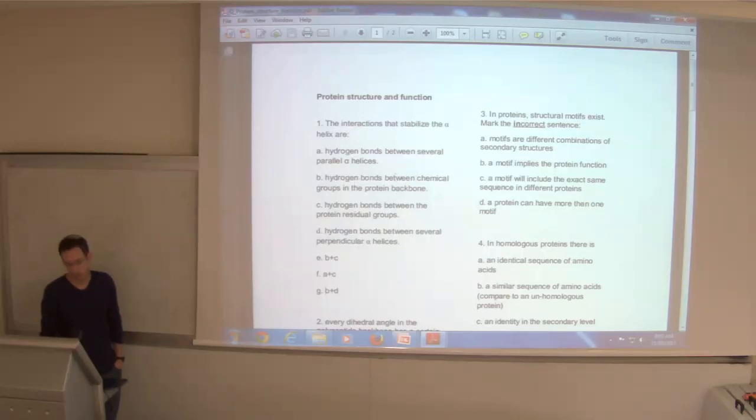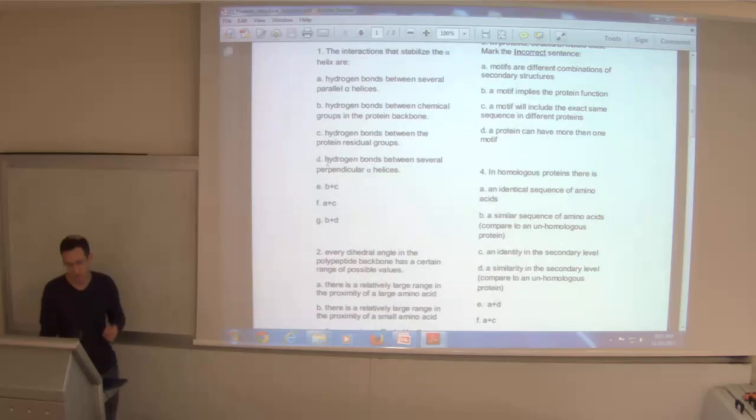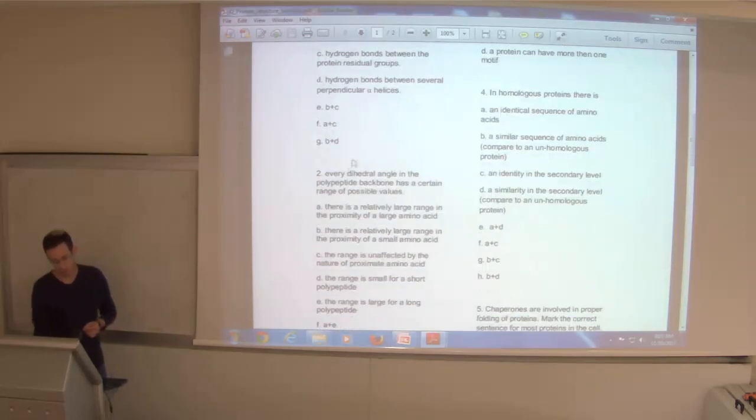If you recall, these are the interactions that stabilize the structure, and not hydrogen bonds between several parallel alpha helices, because it's an internal thing inside each helix. Let's see why C and D are also incorrect. Hydrogen bonds between the protein residual groups. Remember, the residual group is the variable part of each amino acid. Hydrogen bonds between several perpendicular alpha helices. Again, it's not between alpha helices, never mind if they're perpendicular or not. So the answer is B.